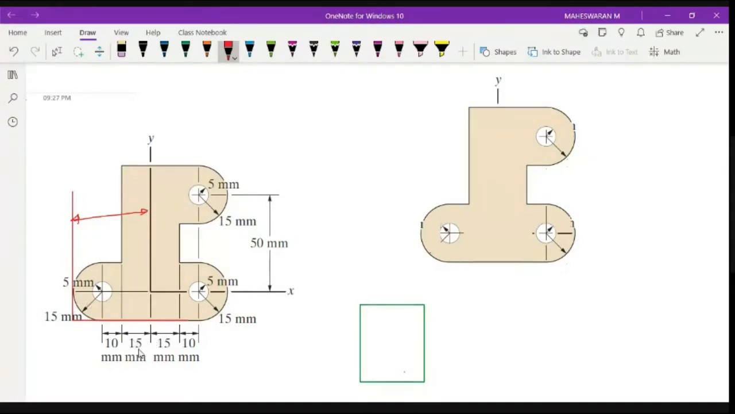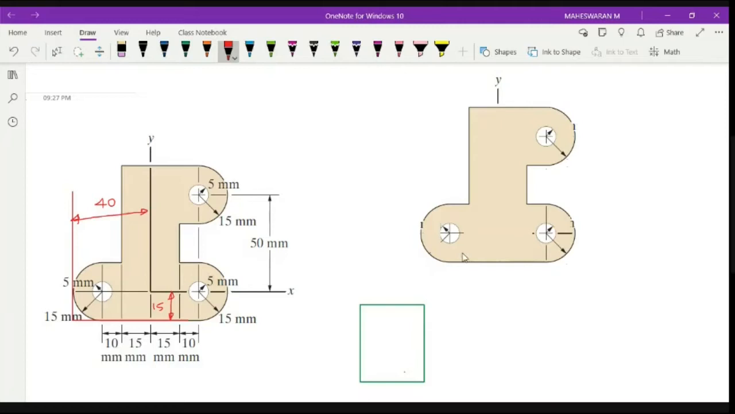So I will start from here. So 15 plus 10, 25, right? 25 plus another 15. So totally you have an offset of 40 mm with respect to the y-axis. Similarly, let us identify with respect to x what my offset distance is. If I consider with respect to x, it is 50. So with respect to the x-axis, your offset distance is 50, right? So these are the two dimensions which I have taken from my reference.